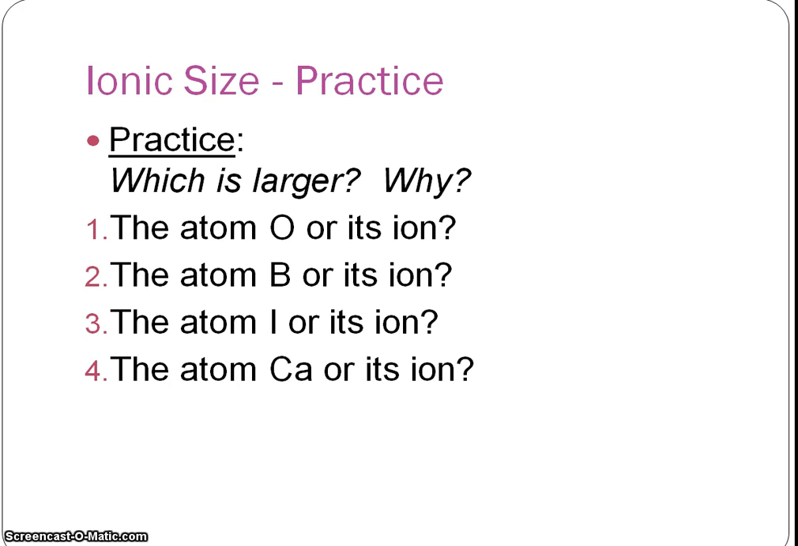Pause this video and try the next 2 by yourself and see if you get the answers right. The answer for number 3 should be iodine's ion because it becomes a -1, which means it gains 1 electron and becomes bigger. For calcium, it's going to lose 2 electrons and become smaller. So the answer for 4 is just the atom of calcium.